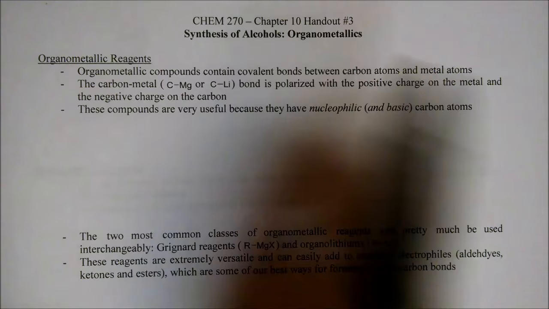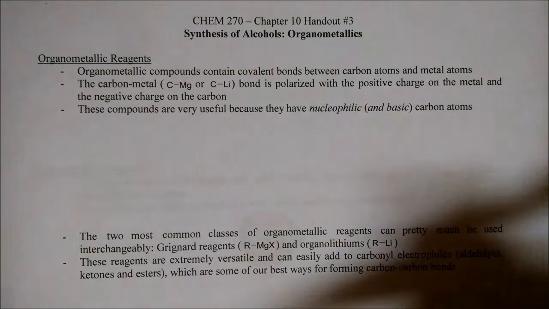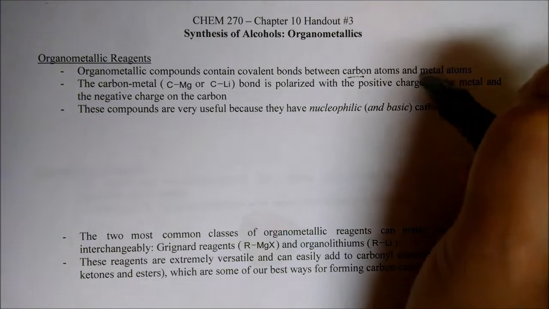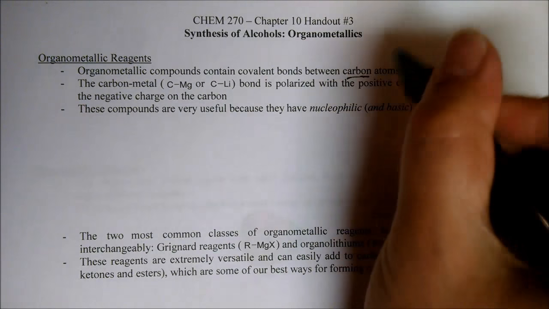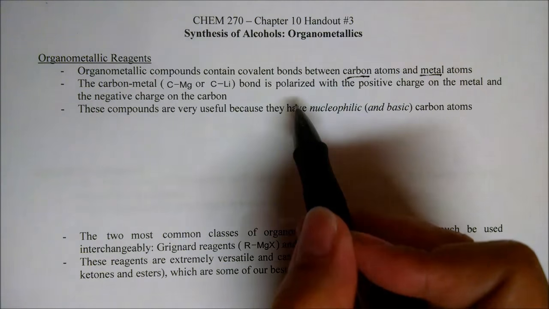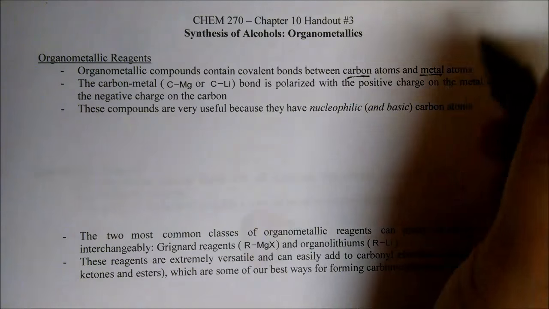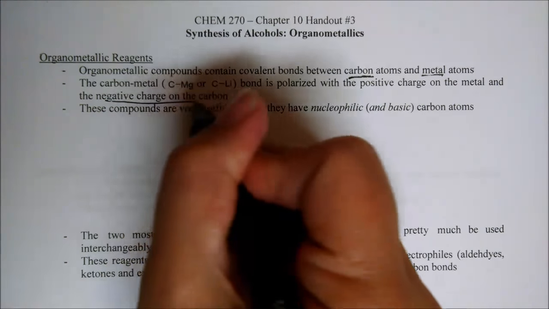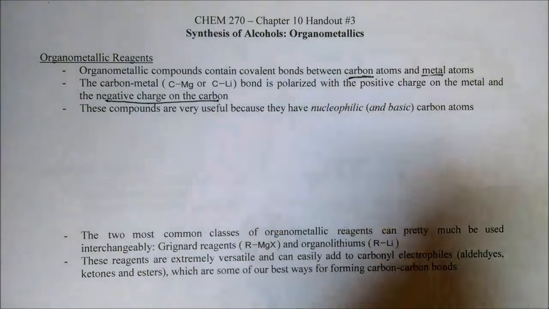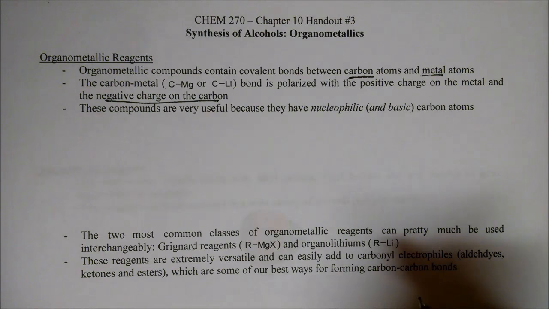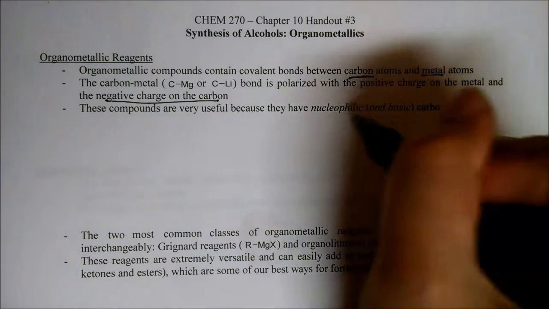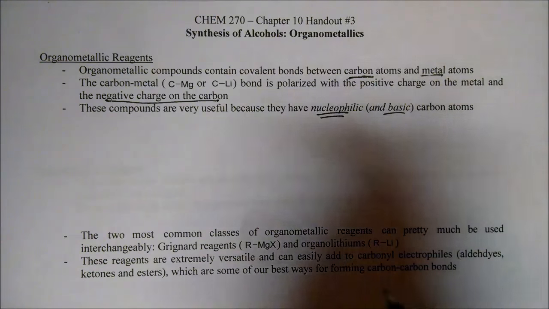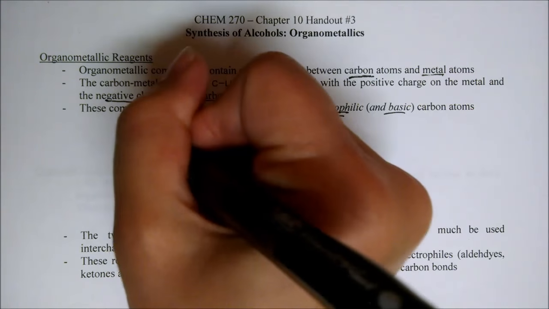Okay, organometallic compounds contain covalent bonds between carbon atoms and metal atoms. Carbon and metals. And the carbon-metal bond is polarized with the positive charge on the metal and the negative charge on the carbon. Whoa! These compounds are very useful because they have nucleophilic and basic carbon atoms. This is important later, but importantly, we have nucleophilic and basic carbon atoms. All right, so these are what organometallics look like.